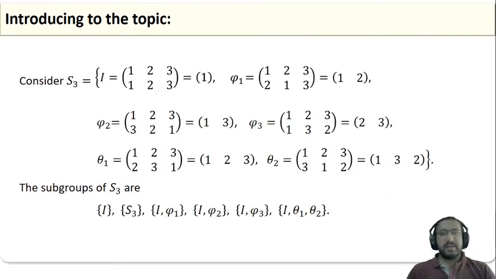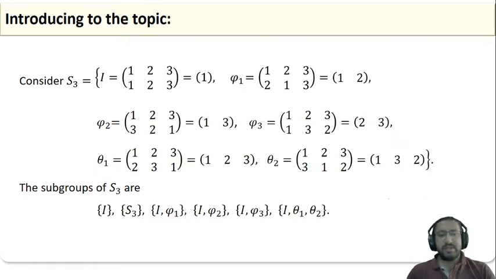Consider the symmetric group S3, which has 3 factorial elements, that is 6 elements: I identity, and phi1, phi2, phi3, permutations of length 2, and theta 1, theta 2. So both are even permutations along with the identity.